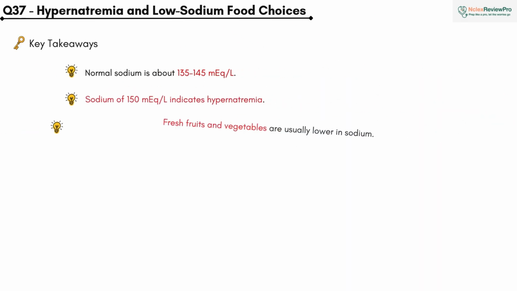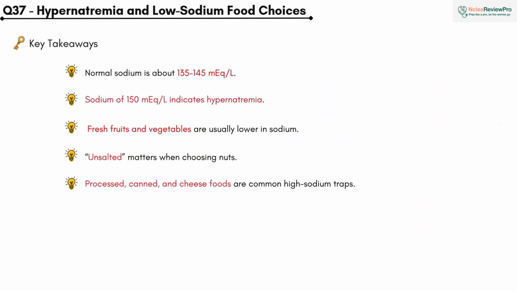The key takeaway is this. Normal sodium is about 135 to 145 milliequivalents per liter. A sodium level of 150 indicates hypernatremia. Fresh fruits and vegetables are usually lower in sodium. Unsalted matters when choosing nuts. Processed, canned, and cheese foods are common high-sodium traps.